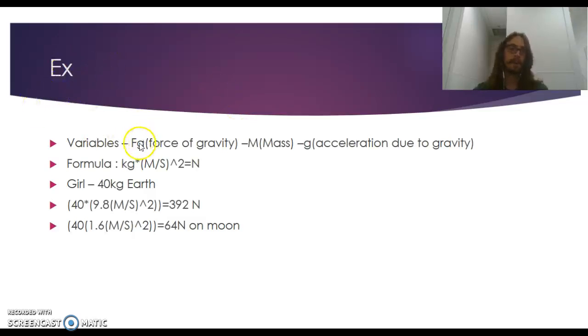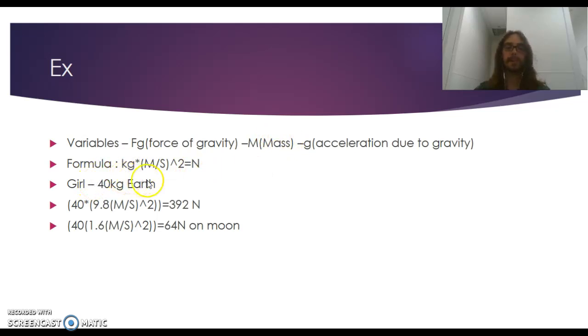So here's an example. The variables that we're going to need to know are the force due to gravity, the mass, and our acceleration due to gravity. So this is G, or it can be V. Our formula here is going to be kilograms times meters per second squared equals newtons. So this is meters per second squared, this is newtons, and this is kilograms.